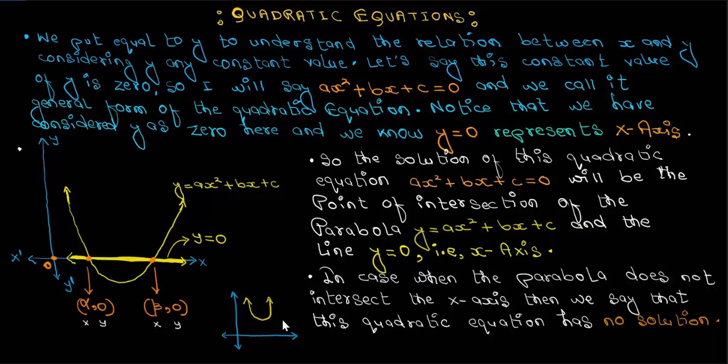In case the parabola does not intersect the x-axis, then we say that this quadratic equation has no solution. For example, in this diagram, this parabola is not intersecting the x-axis, so this equation has no solution.